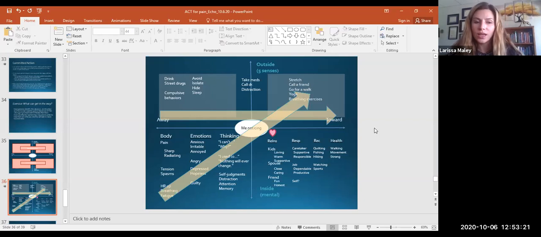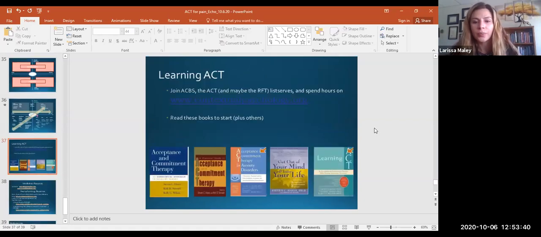And so we're always helping people to navigate these quadrants and move towards the upper right quadrant, where they are doing things in the present moment that are engaged with their values and that are pulling them out of that mental noise that is a lot of avoidance and control strategies.